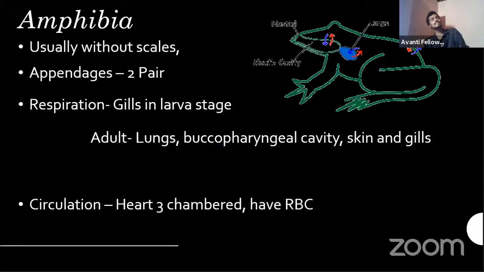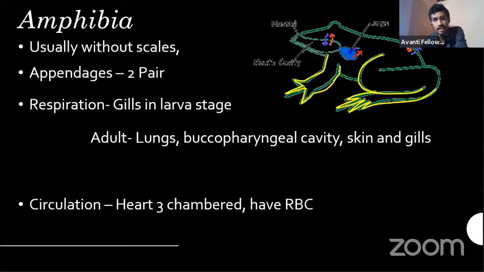Then any other character, they usually do not have any skills. That's also one of the important things. They do have the appendages. They normally have two pairs of appendages. As you can see, one will be the foreleg and another one will be the hind leg. The foreleg will be comparatively smaller than the hind leg.